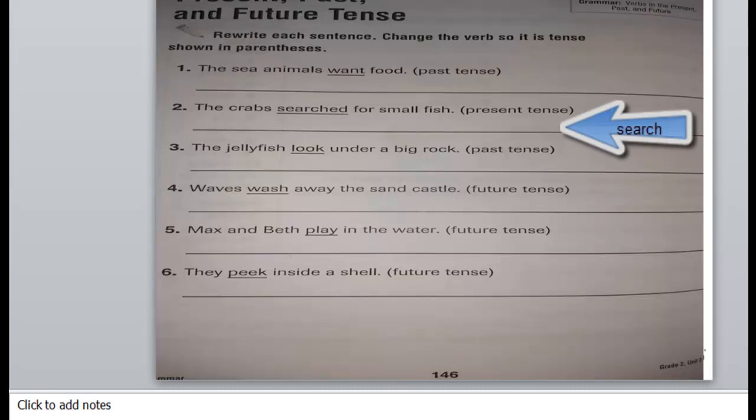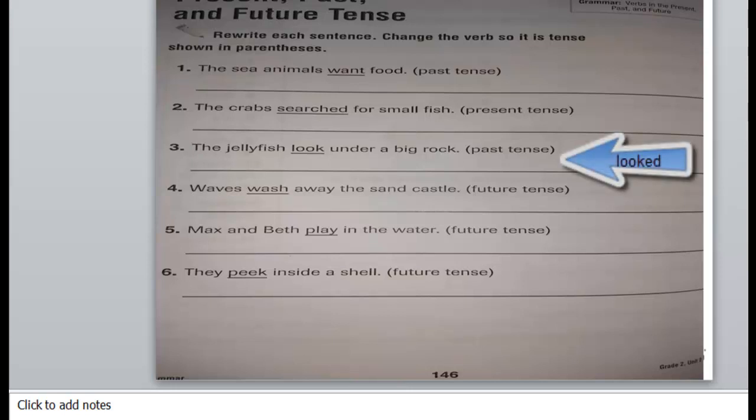Bravo, good guys. Okay, number 3. The jellyfish look under a big rock. Okay, so the word look is the verb, and we're gonna change it into the past tense. In which tense is the word look? Yes, present. Okay, we're gonna change look into the past. So it's gonna be looked. Yes, we added what? ed. Good guys. The jellyfish looked under a big rock. Okay, bravo.